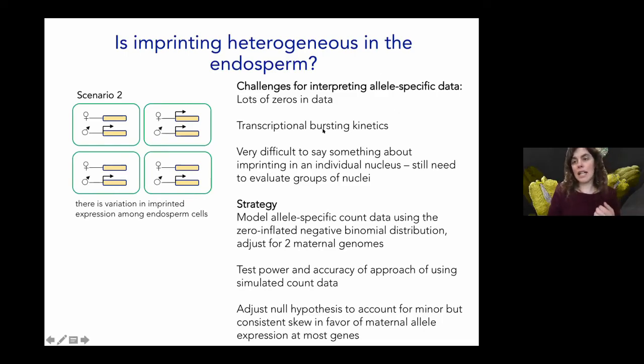Transcriptional bursting kinetics, if they're different between the maternal and paternal alleles, may also lead to sort of false positive calls for imprinting. And so we decided ultimately that it was going to be almost impossible to say something about an individual nucleus. Like I can't say, okay, in nucleus number 85, this gene is a PEG. Rather, we still need to rely on groups of nuclei. And so what we did is across those 14 or 11 clusters we defined, we looked at imprinting in those clusters to see whether or not there was variation in imprinting among the different types that we had defined.